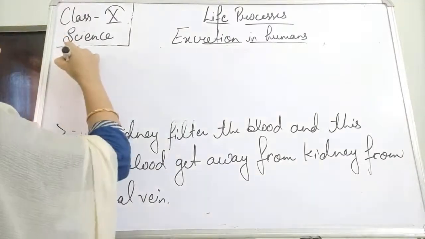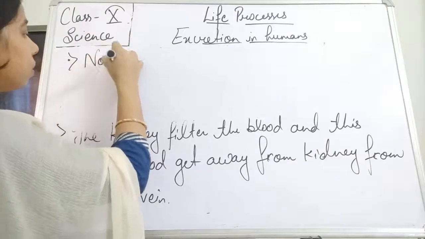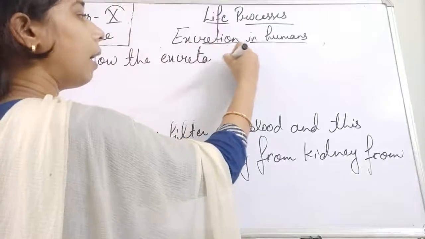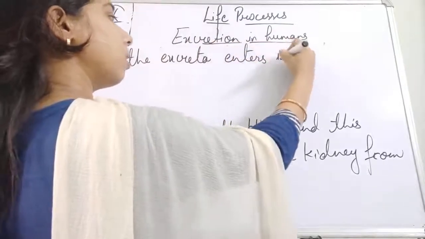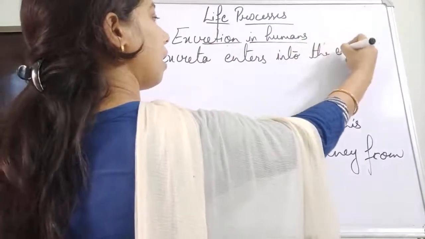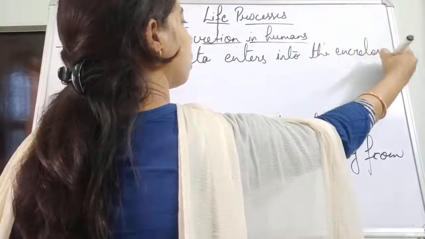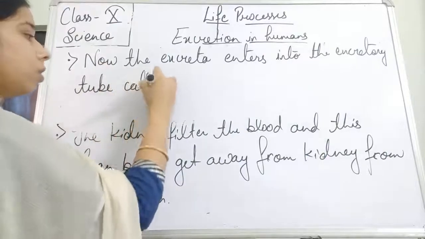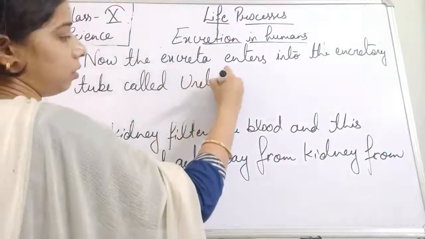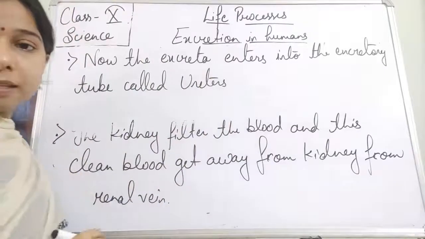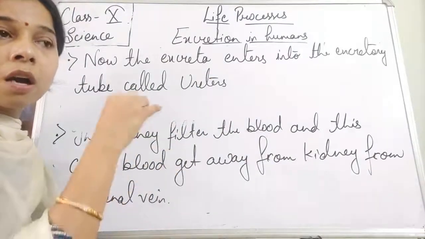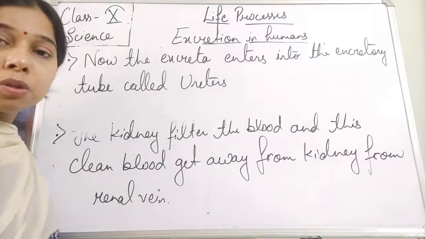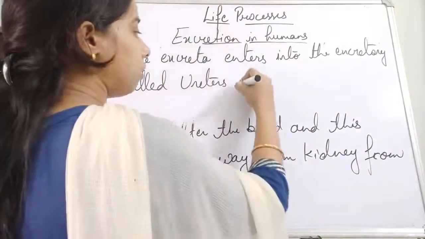So now the excreta enters into the excretory tube called ureter. There are two ureters. Each excretory tube comes from each kidney. So on that basis, we can say there are two ureters.